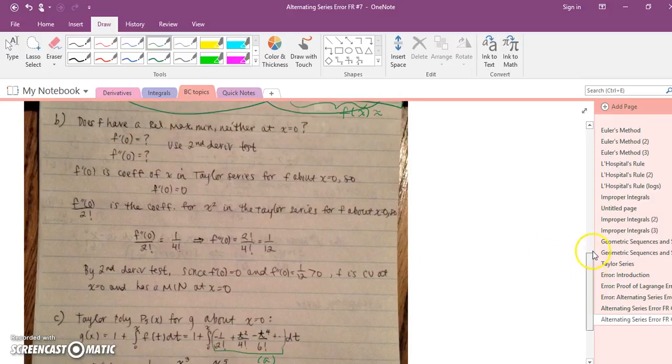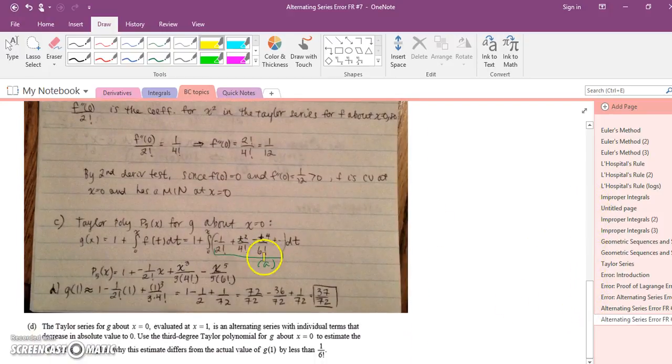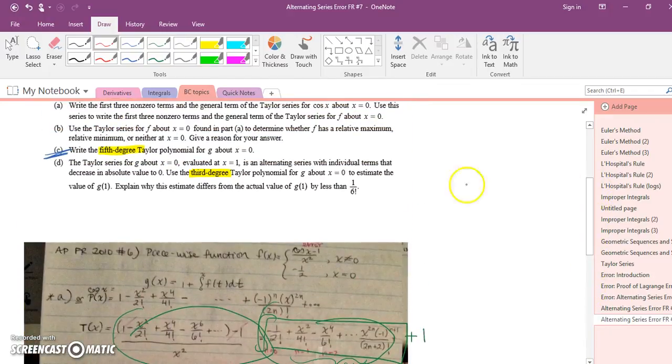Now they set up the alternating series error test really nice for you. Watch what they did. They said, okay, go up to the 5th degree for g, then approximate only with a 3rd degree. So they're clearly setting up an error bound, because you go up to 5th degree, which is right here. Then they say, okay, truncate here, get an approximation. And then this is the next unused term. It's sitting right in front of you. Now, look how they word this question here. They actually set it up perfectly for you.